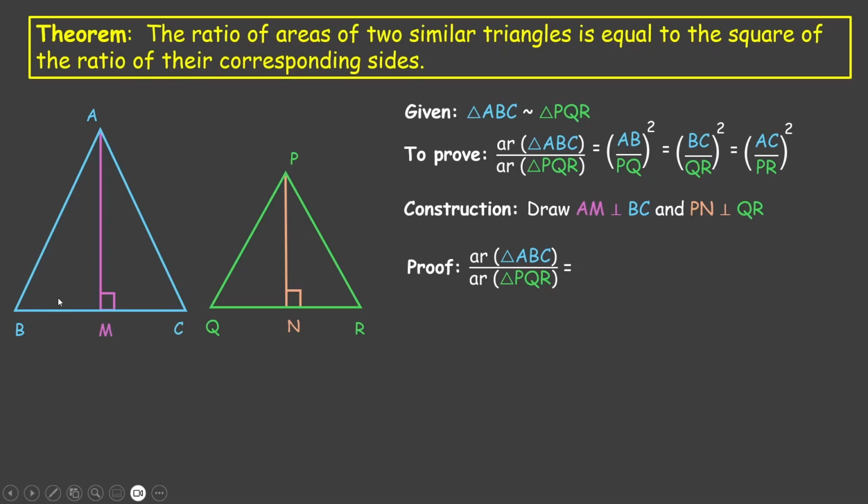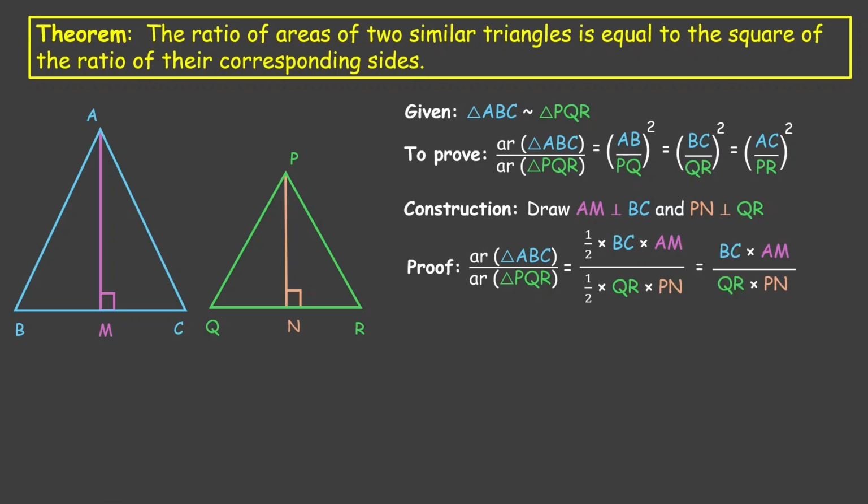So, area of triangle ABC is half into BC into AM, divided by area of triangle PQR, which is half into QR into PN. Right? Now, we can cancel this half by half, which leaves us with BC into AM divided by QR into PN. Let us call this equation 1.